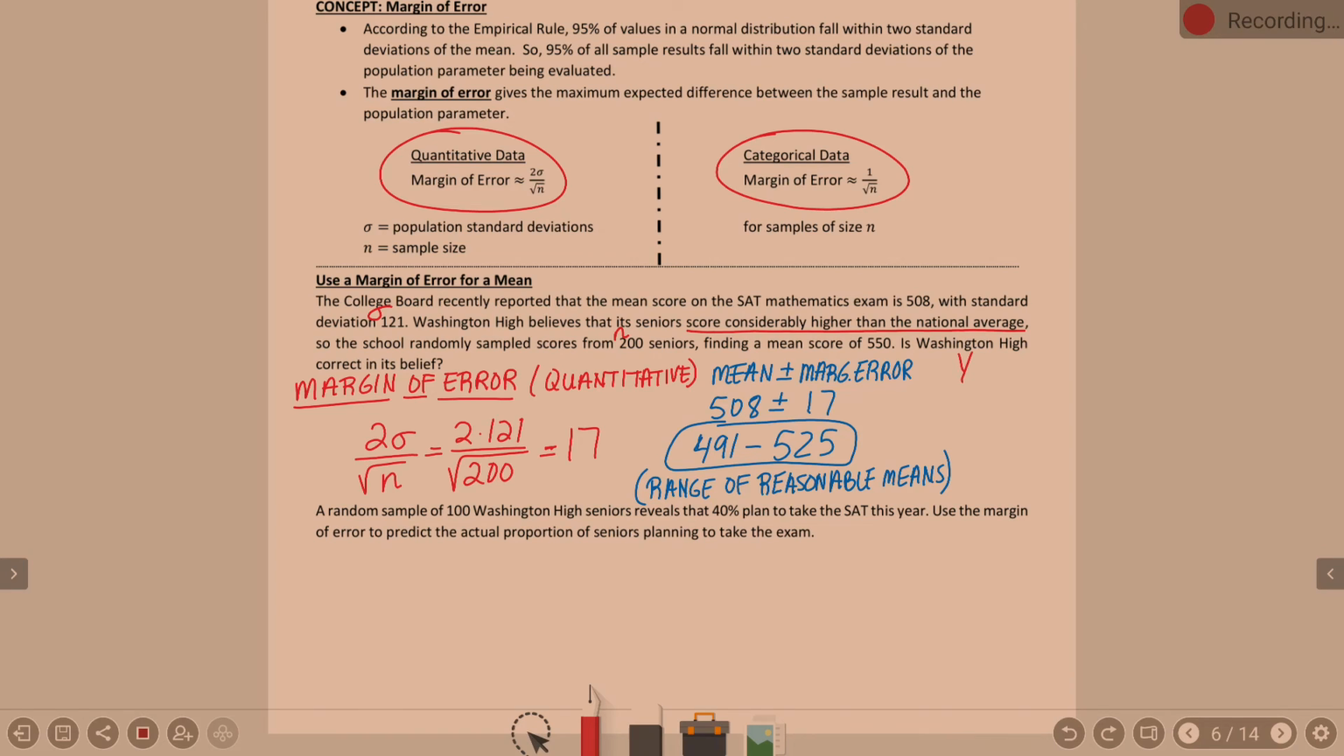You can write however much or little of that you want. Yes, because 550 is above the range. I think I'll just write it as that. Okay?